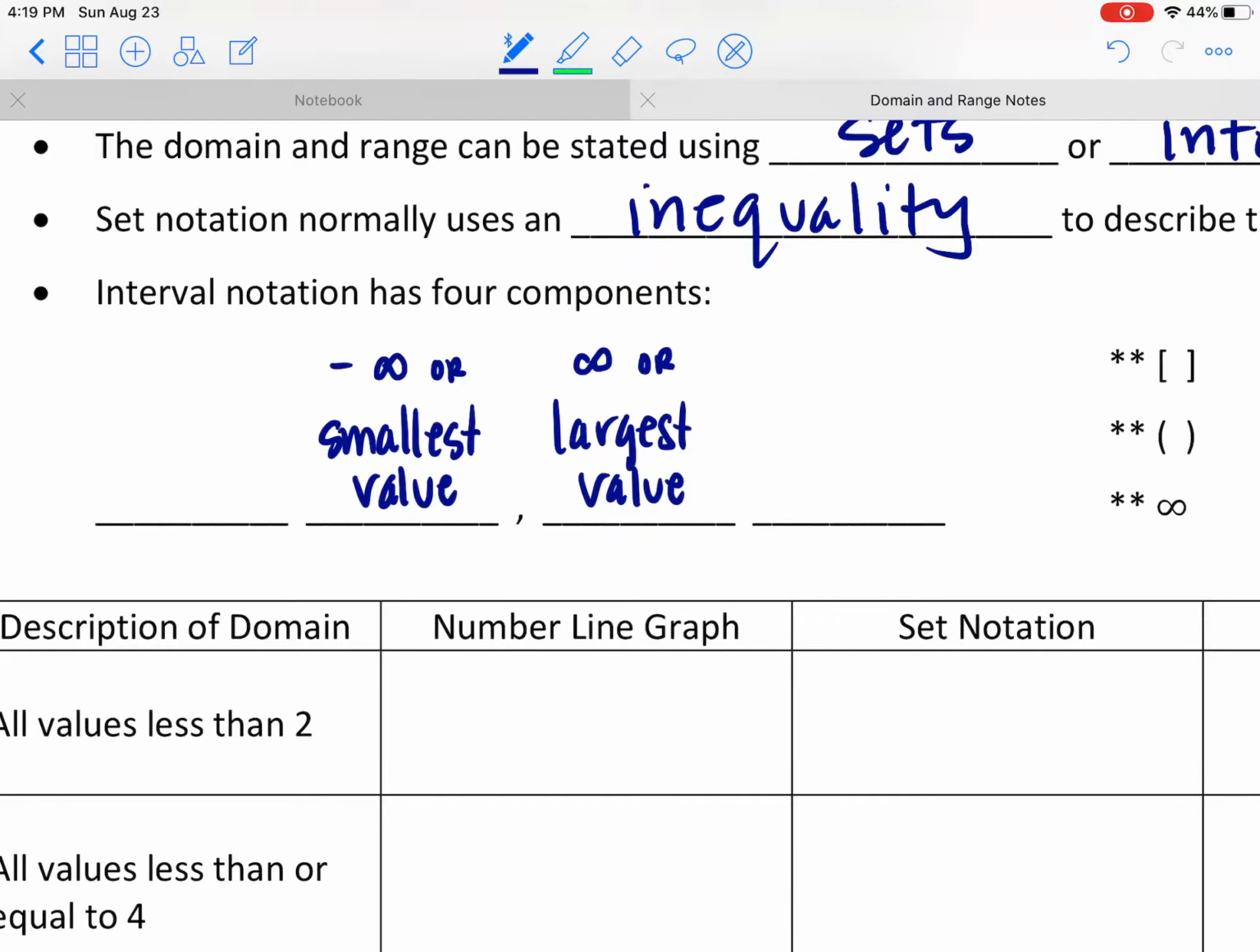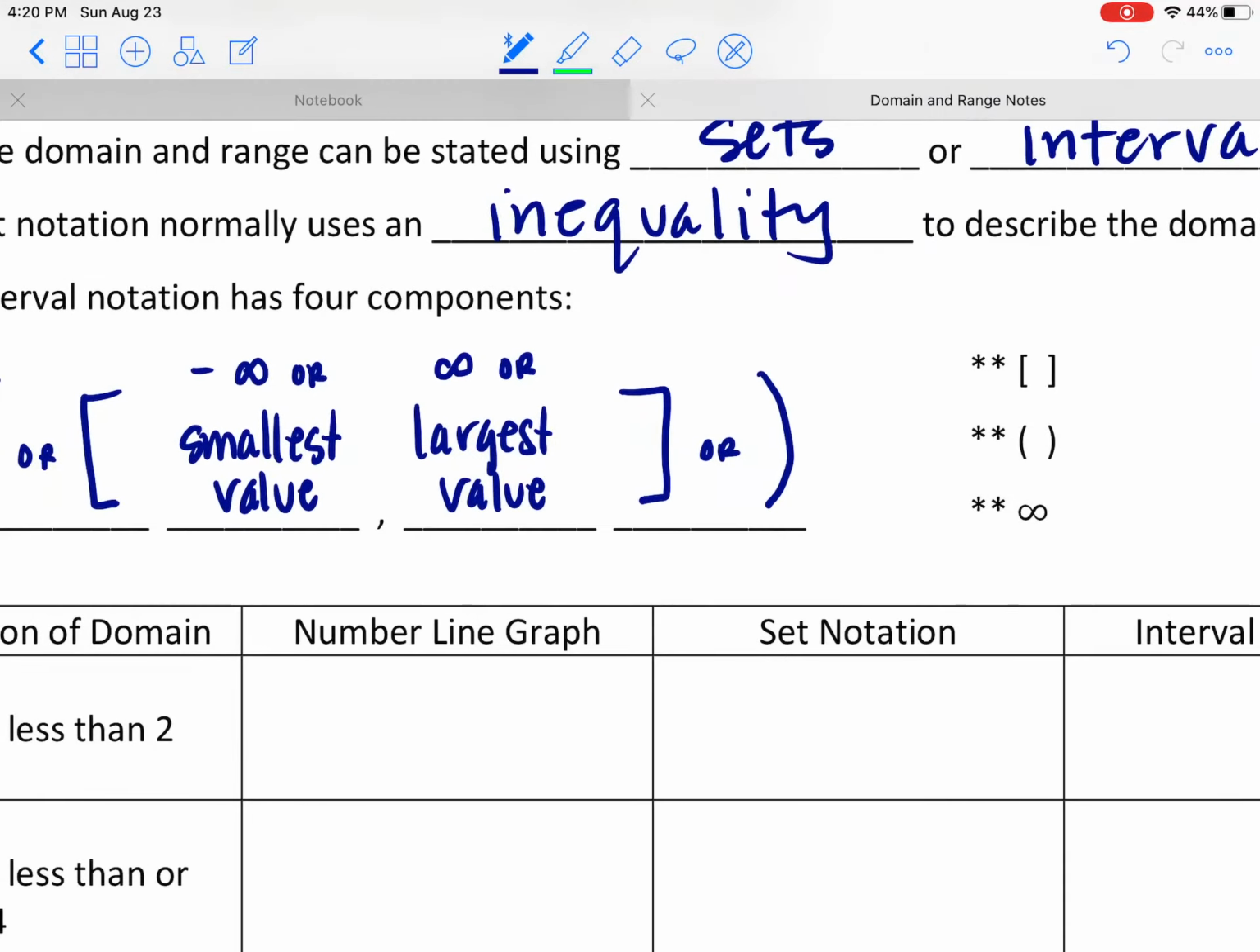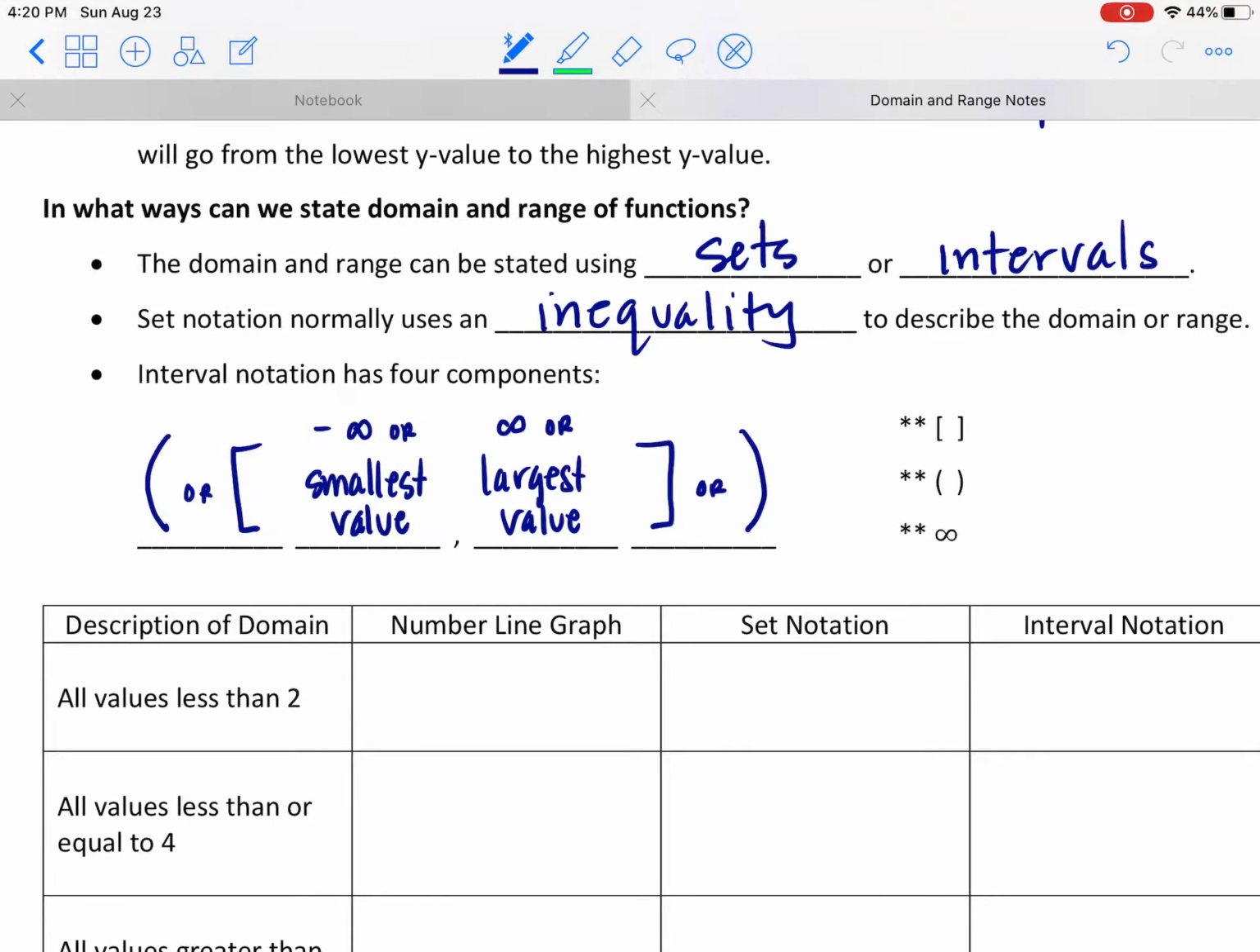And then those values, or those infinities or negative infinities, have to be enclosed by either a parenthesis or a bracket. So we could have a parenthesis, or we could have a bracket here, and the same on the other side. This could be a bracket, or it could be a parenthesis, and you can have combinations. So you can have parentheses on both sides, brackets on both sides. It could be parenthesis bracket or bracket parenthesis. So any combination of those closures in the beginning or the end.